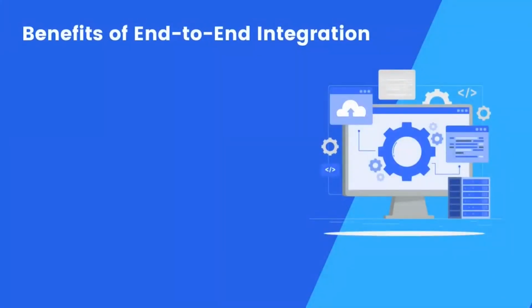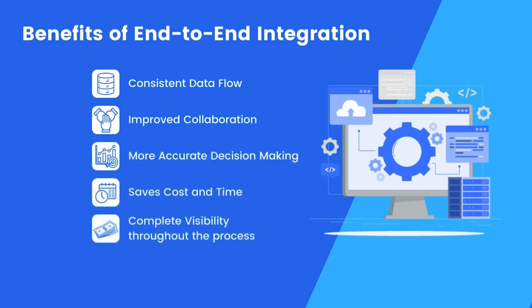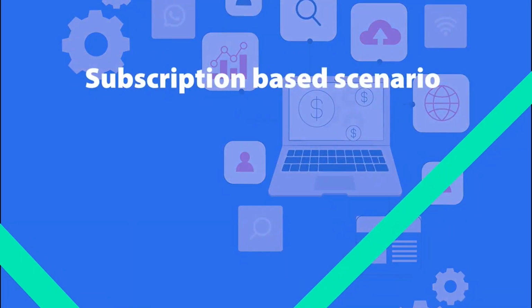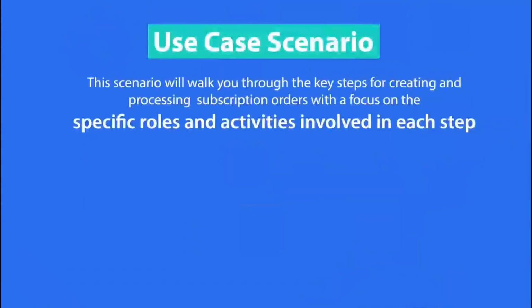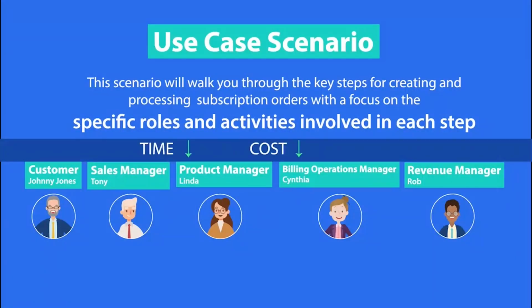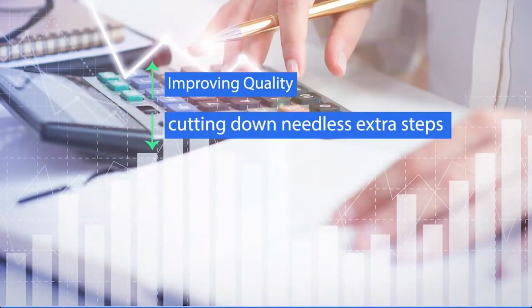Integrating these systems allows for consistent data flow, improved collaboration among departments, and more accurate decision making. In this video, we will be exploring a simple subscription-based scenario and how SAP provides complete visibility throughout the entire business process. We will also be utilizing a variety of personas to show how SAP's natively integrated solution reduces the time, cost, and effort required to have end-to-end visibility, while simultaneously improving quality and cutting out needless extra steps for areas like reconciliation.